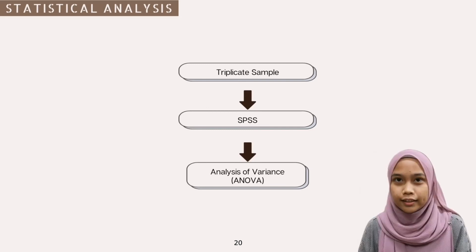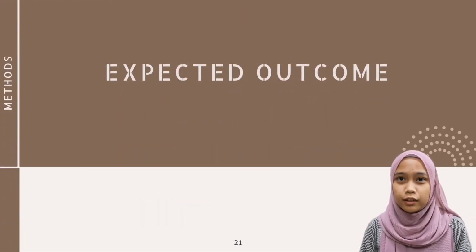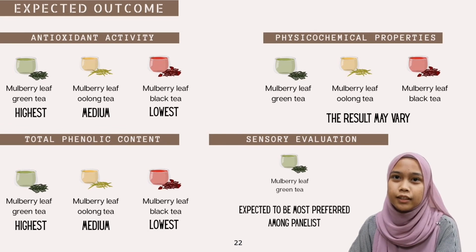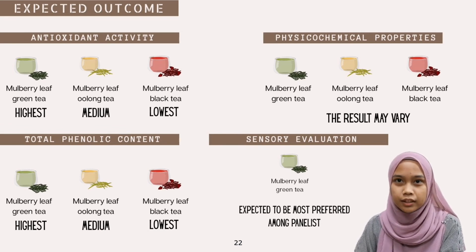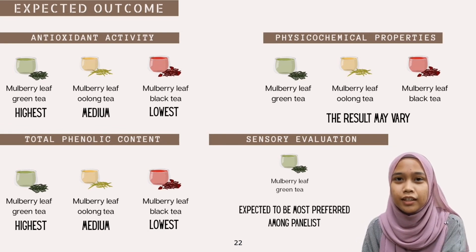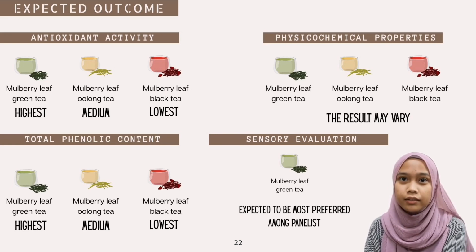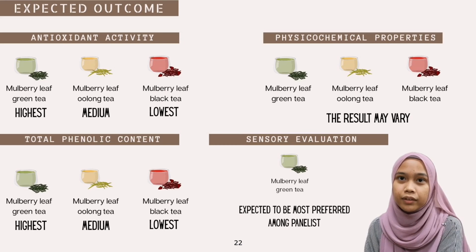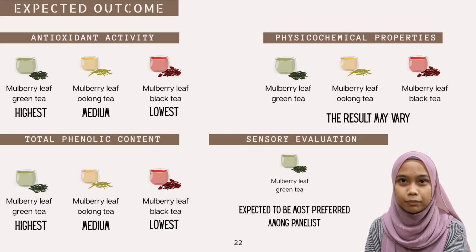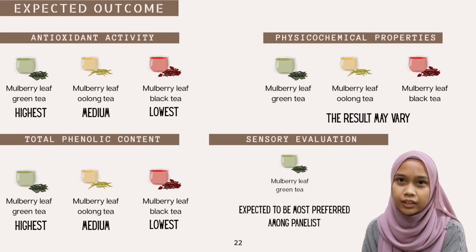through ANOVA. Next, at the end of the experiment, the expected outcome is that the green tea made from mulberry Morus alba leaf might have the highest antioxidant content and total phenolic content. The physico-chemical properties of the unfermented, semi-fermented, and fully fermented teas might vary for all the tests. The expected most preferred type of tea might be unfermented mulberry leaf tea.